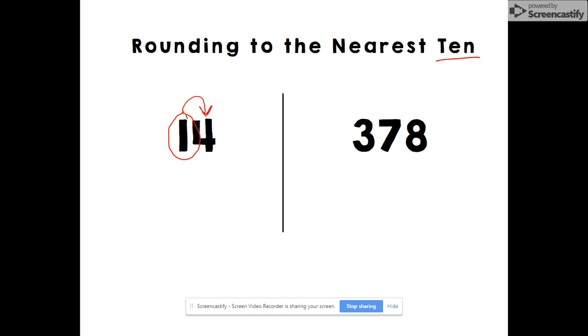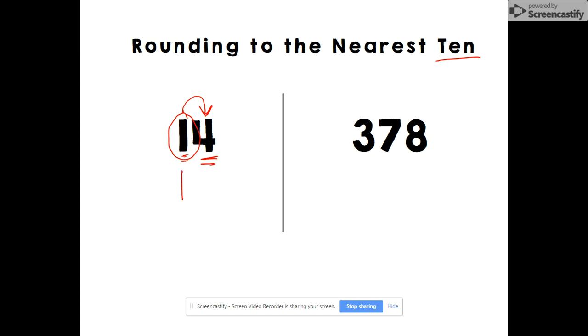So the rhyme says, find your number, look right next door, 5 or higher, add 1 more. So if the number in the ones place is 5 or higher than 5, I'm going to add 1 more to the number in my tens place. Since 4 is not 5 or higher, I'm going to go to the next part of my rhyme. 4 or less, let it rest. Since that ones place value is 4, I'm going to let my tens place value rest. It's going to stay the same.